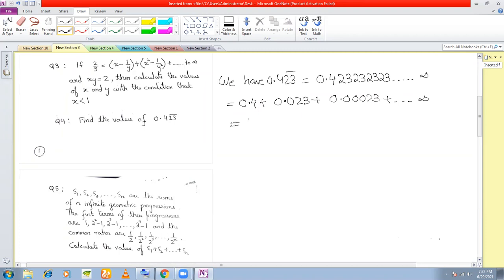Fine. So 0.4 plus, now you convert this to a fraction, 23 by 1000.